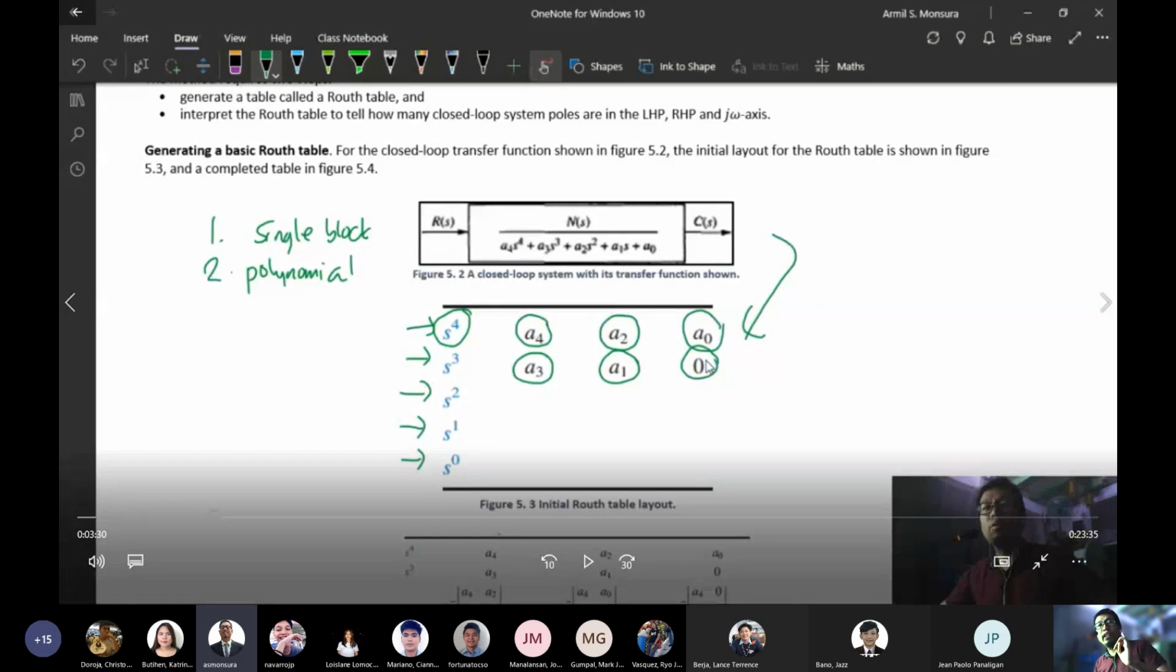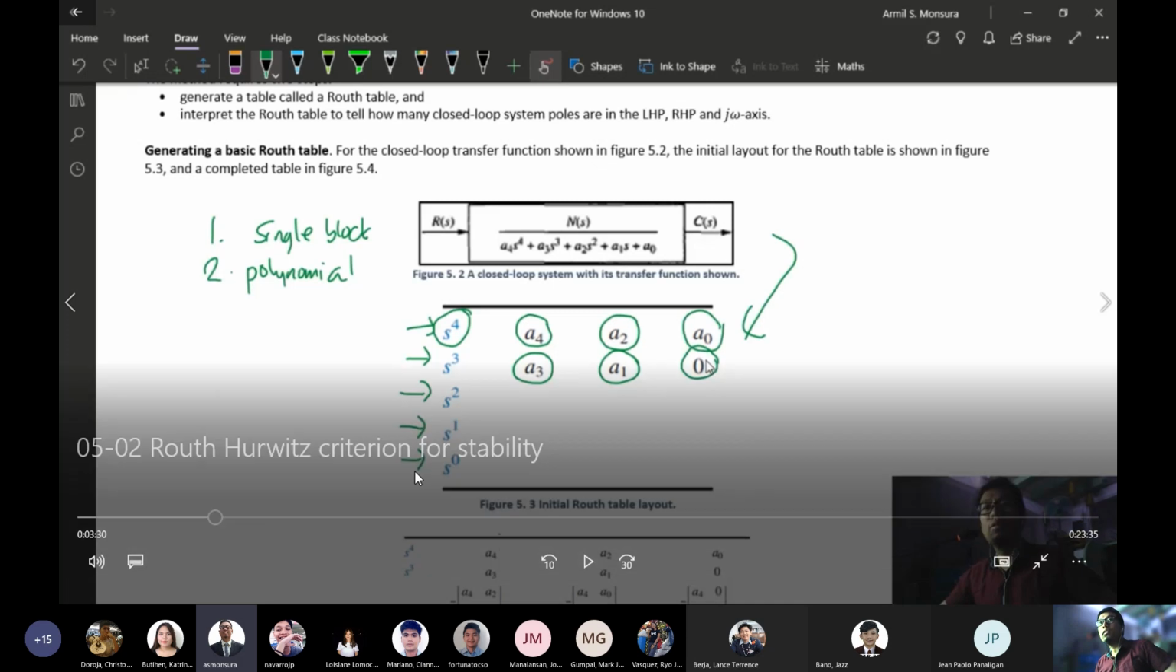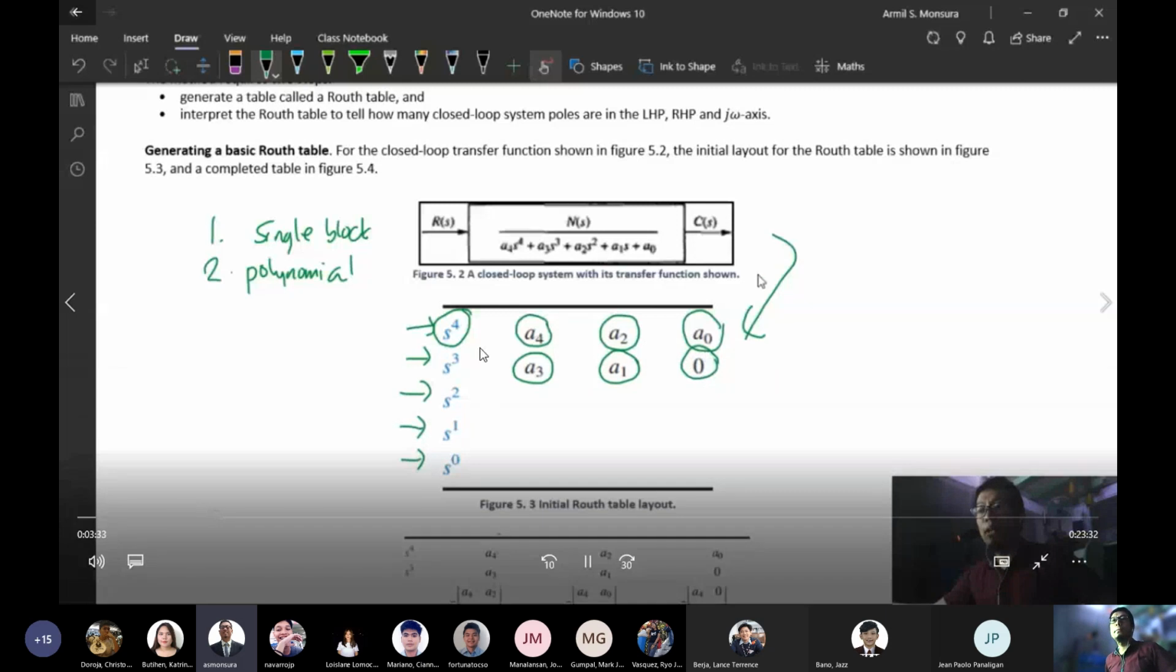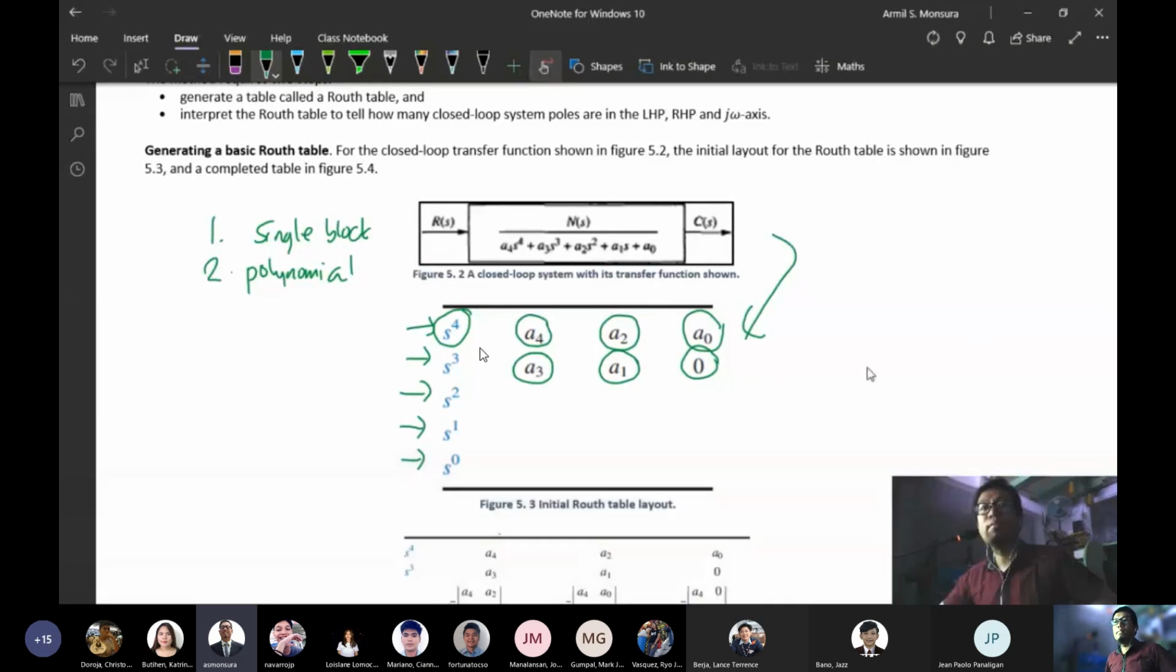Okay, so ipi-fill out muna natin yung first two rows. Okay? So, first column, first row, tapos second row, tapos susunod is first row, second row. So, ipi-fill out nyo muna yung first two rows ng mga coefficients. Ganun yung pagsisimula ng route table. Okay? So, hopefully maliwanag yun. Okay, and in fact, yung iba pang entries dito is also 0. Okay? So, ayan, that's initially yung layout ng ating route table.